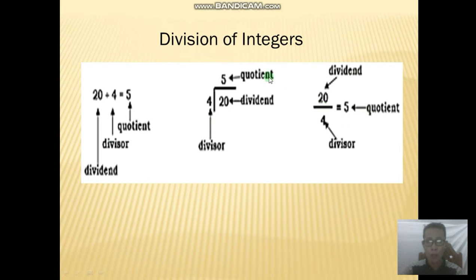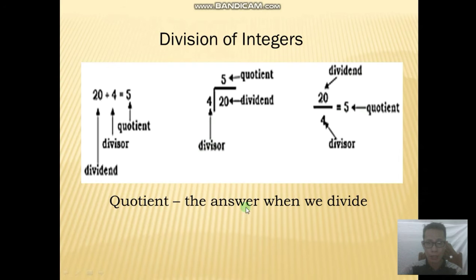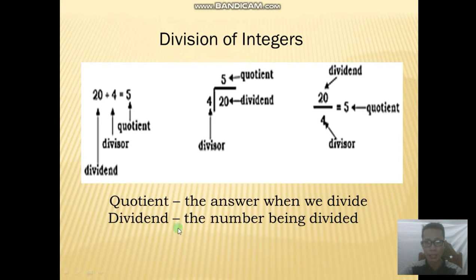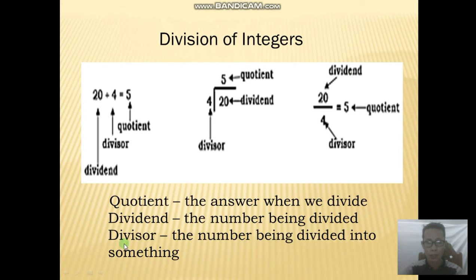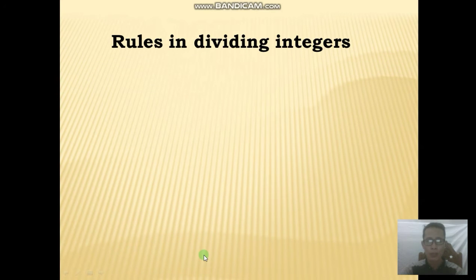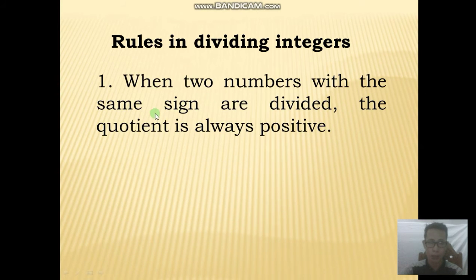So, ito yung mga terms na kailangan natin i-memorize. When we say quotient, the answer when we divide. When we say dividend, the number being divided. When we say divisor, the number being divided into something. So, what are the rules in dividing integers? Ito yung una.